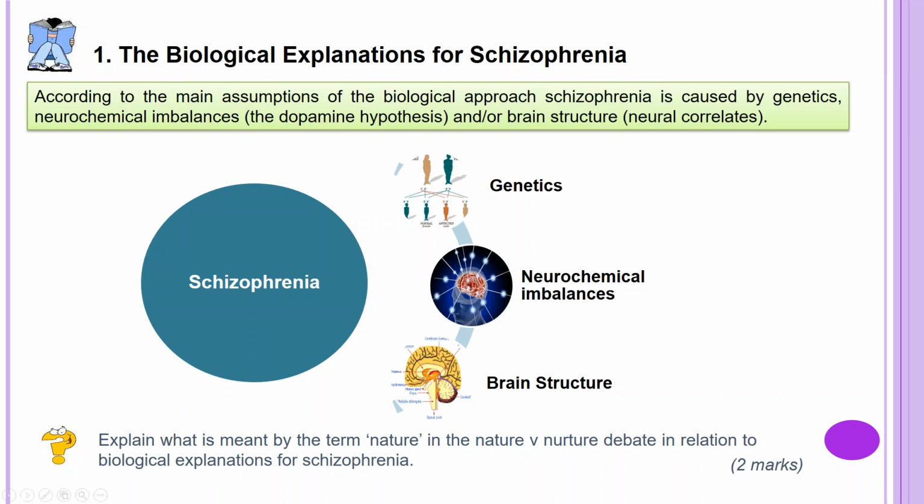Okay, welcome back. So, for 2 marks, simply the nature-nurture debate is a philosophical argument between those psychologists who believe that behavior is influenced by innate biological factors known as nature. In relation to schizophrenia, they believe the condition is caused by genetics, biochemical imbalances, or differences within structures of the brain, and those who believe the behavior is a result of external environmental factors is known as nurture.